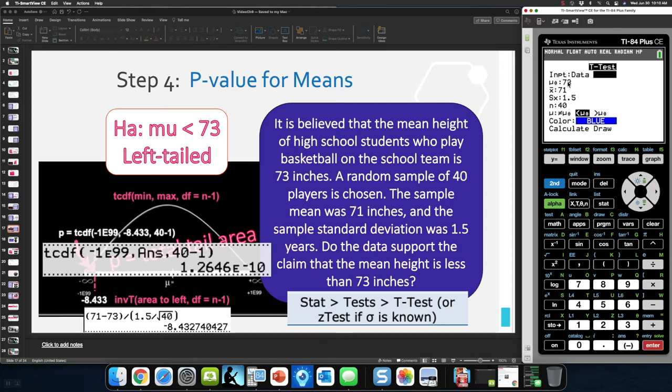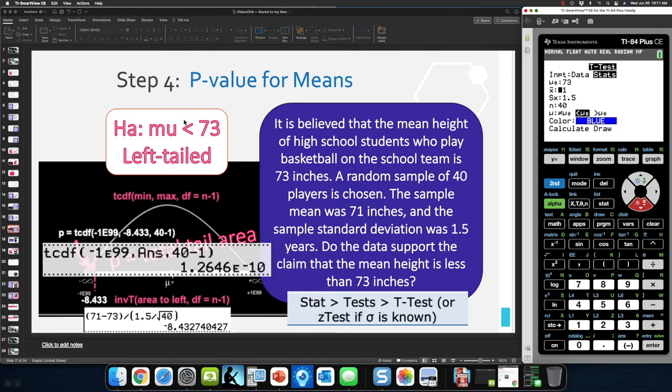And then the very first input that we use is always going to be the mu 0. So whatever is in your hypotheses, the data value that's in your hypotheses. And you can see I have 73 here. Our x bar is going to be our sample mean, and it says that right here. And then our Sx is our sample standard deviation. 1.5 is where I got that. And then our n, of course, is our sample size.